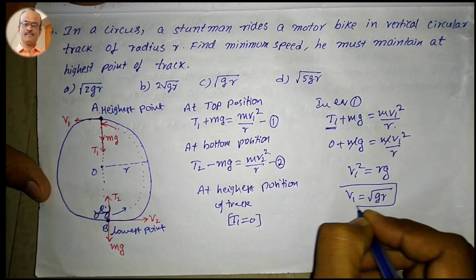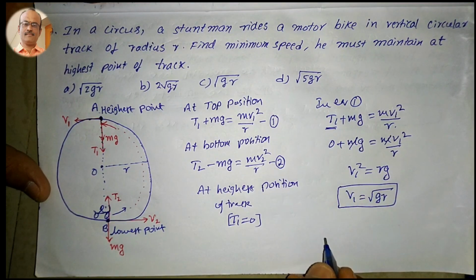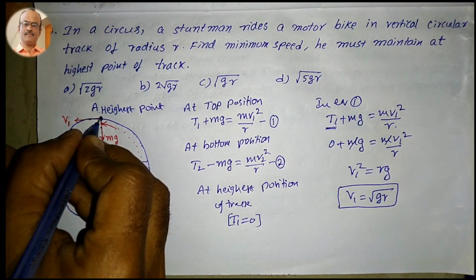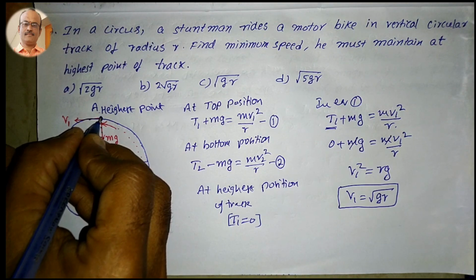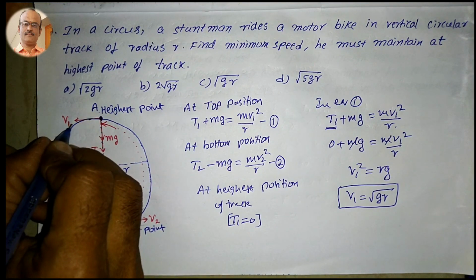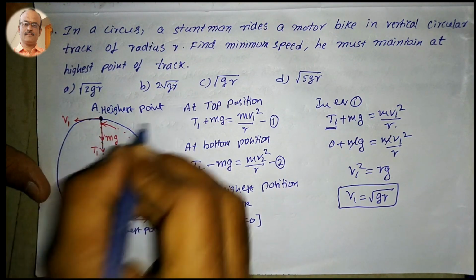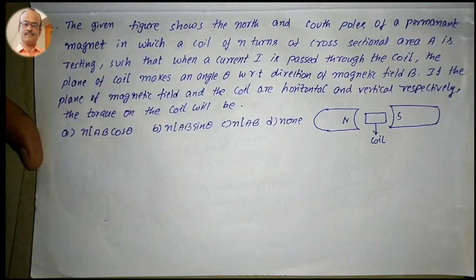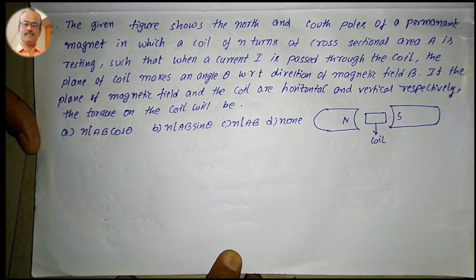So at the topmost position, the velocity he should maintain at the highest point, so that he escapes from falling toward the center, is v1 equal to root gr. So which option is it here? C is correct.